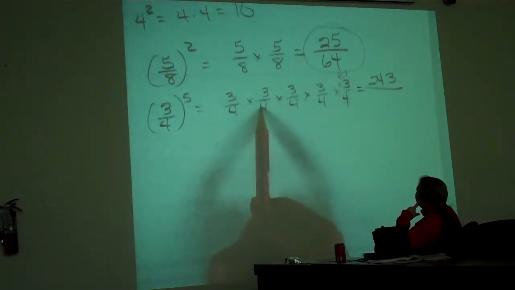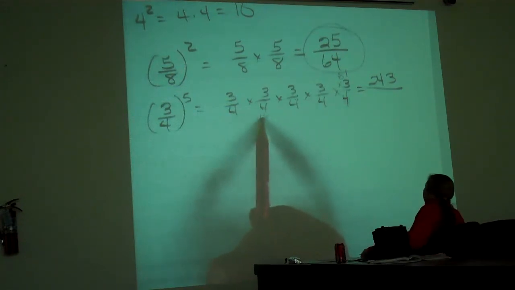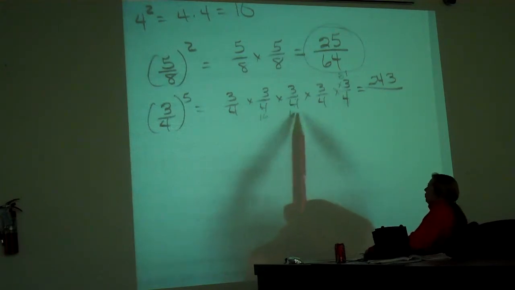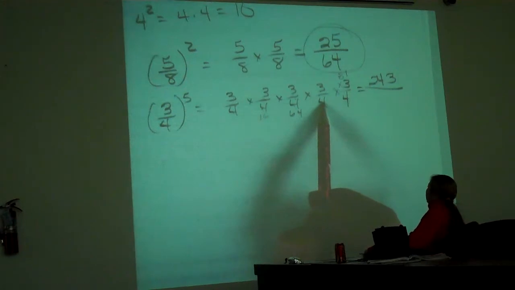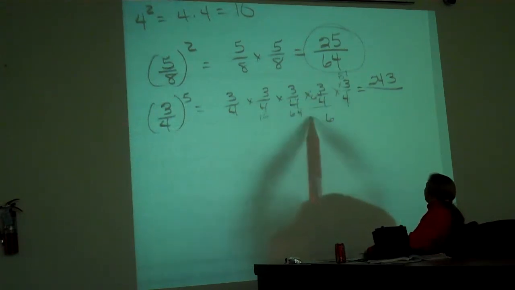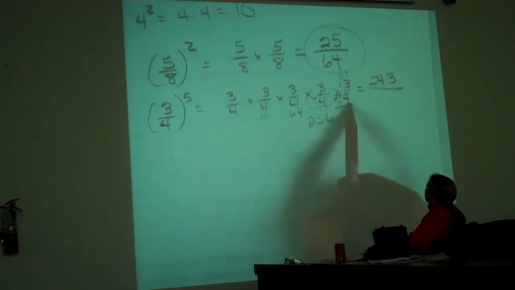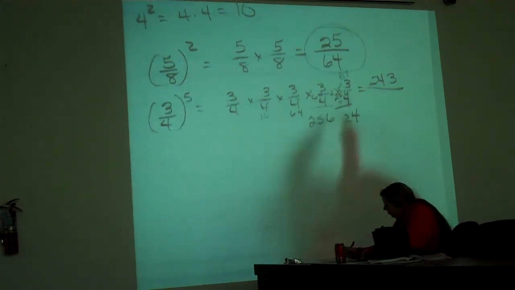4 times 4, 16. 16 times 4, 64. 64 times 4. This is getting big, huh? 64 times 4, 256. 256 times 4, 1024.